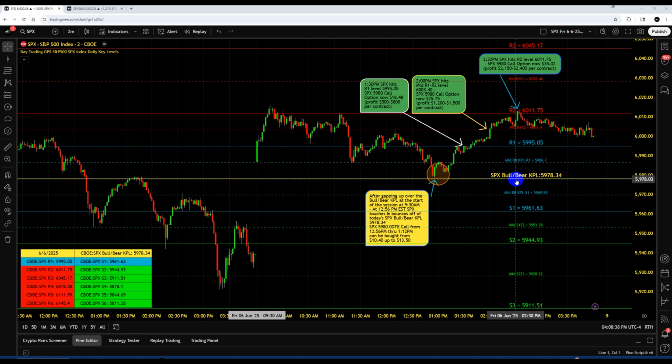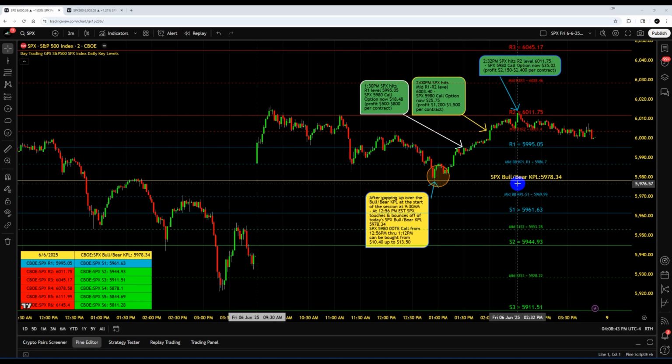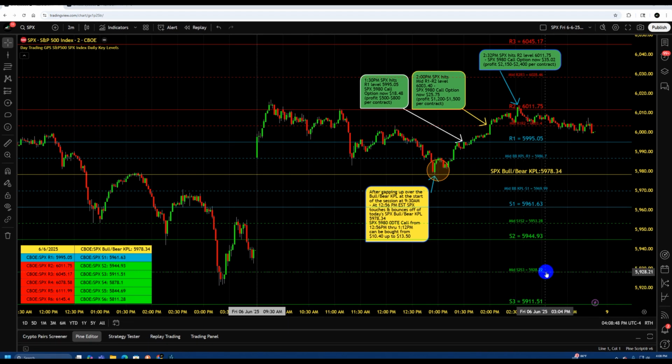So we have the main levels here: R1 through R3, along with the bull bear KPL, and then S1 through S3. And then we also have the optional midpoint levels enabled on the indicator as well. Okay, so the session, as we said, started off with a huge gap up. It did gap above the bull bear KPL.